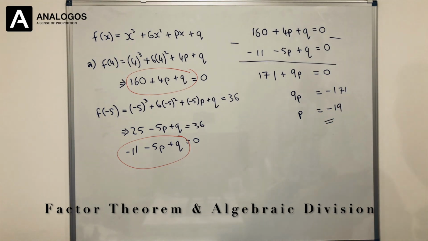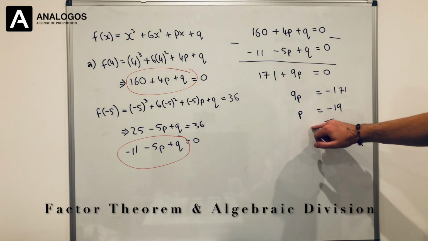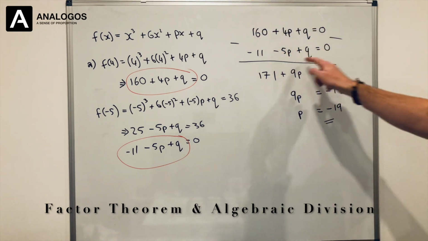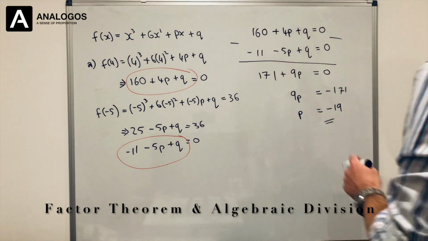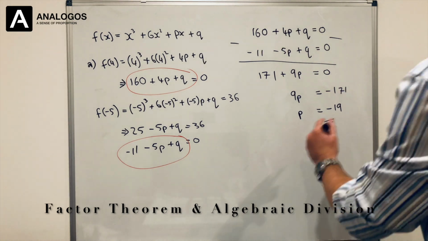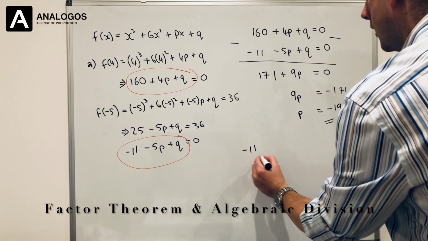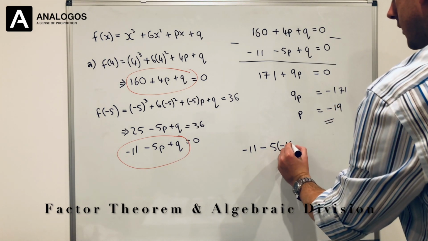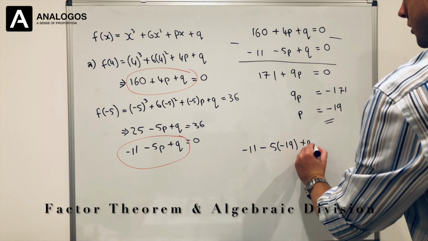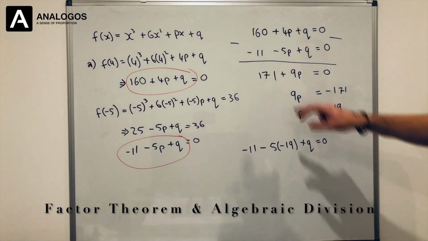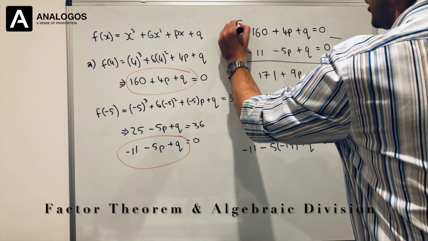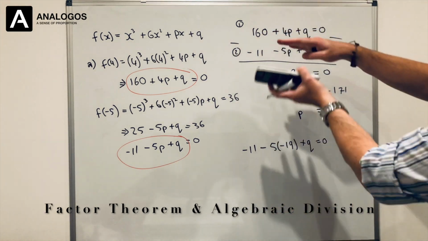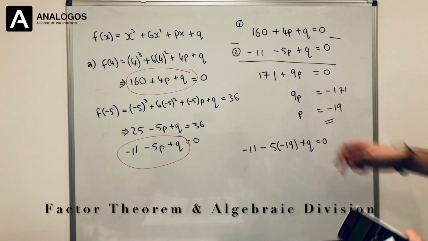Okay, and you should know that once you've found one of the unknown variables, in this case we found p first, we can just sub this back into either equation, doesn't really matter which one, and we'll find q. I'll just use this one, we've got smaller values to deal with, so we'll say -11 minus 5, substitute in the -19, plus q equals 0. And again, like I said, it doesn't matter which one you use. You've equated them to each other, so you're going to get the same answer.